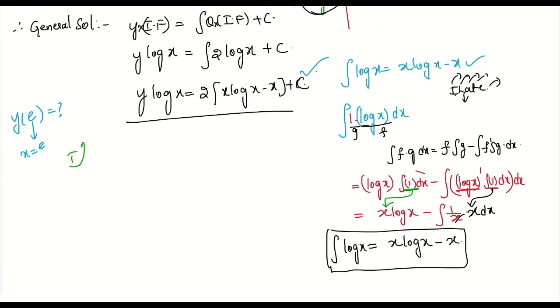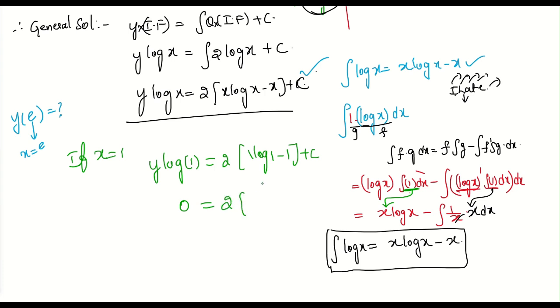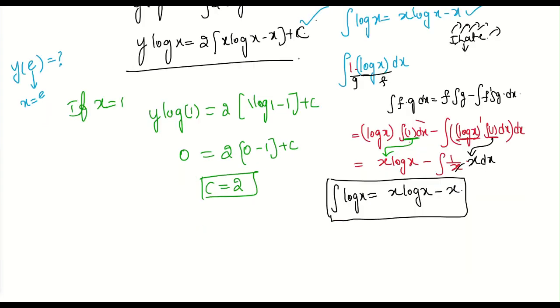First, suppose my x is 1, then what happened to this? y into log 1 must be equal to 2 times, this is 1 into log 1 minus 1 plus c. What is log 1? You already know it's 0, which is 2 times log 1, again 0, minus 1 plus c. So from here I'll be getting c is what? 2 alone. Is it clear? So therefore, what happened to our final equation?